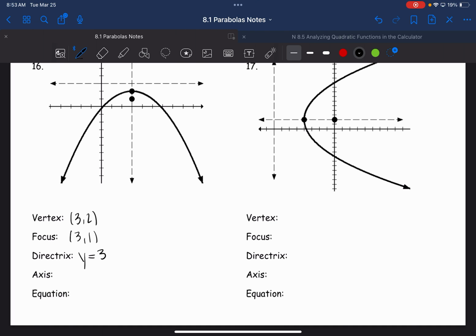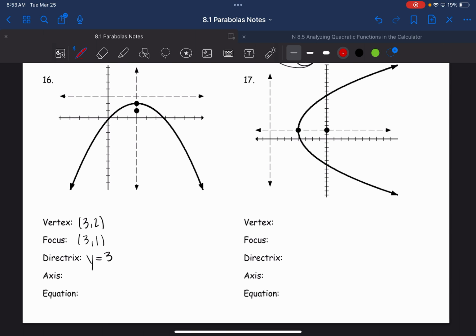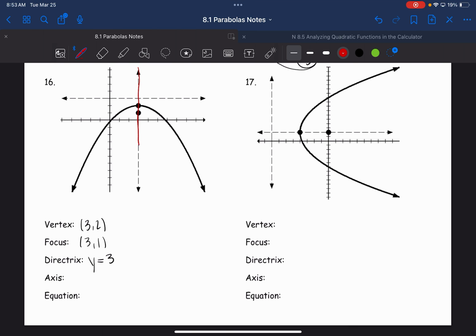Okay. Now your axis of symmetry, guys, remember that's where you could divide your graph in half. And it should be perpendicular to your directrix. So that's going to be, in this case, a vertical line, right? So it would just be the equation x equals 3, right? Okay, so now that I have all this information, I should be able to write the equation.